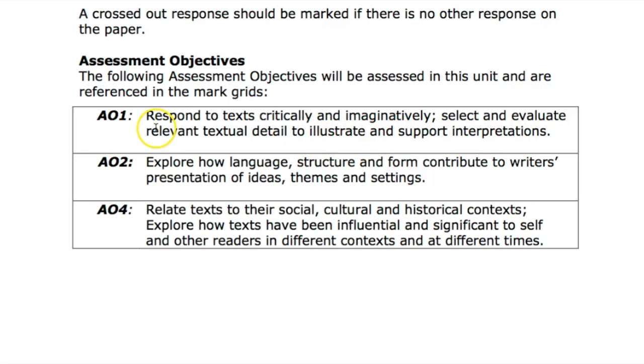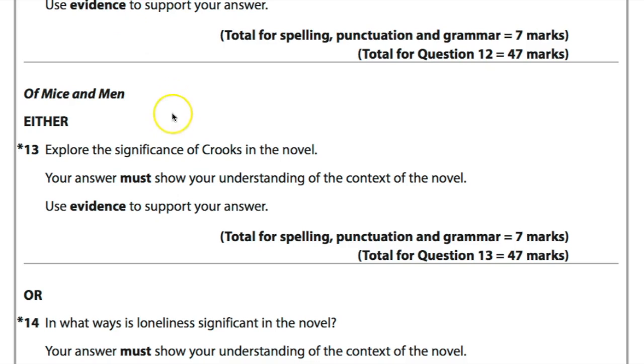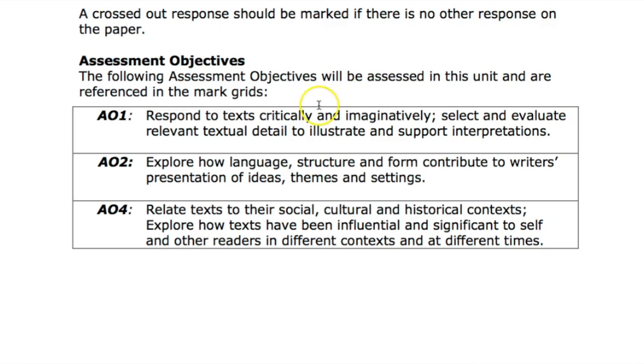So basically this is testing your knowledge of the novel Of Mice and Men as a whole, and your ability to take the question that you're being asked. So this question, explore the significance of Crooks in the novel, and your ability to use that and apply that to your knowledge of the novel as a whole.